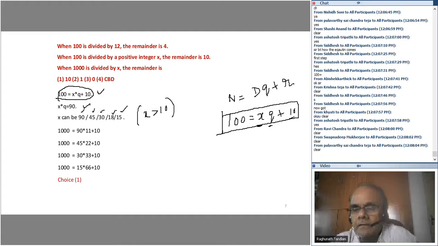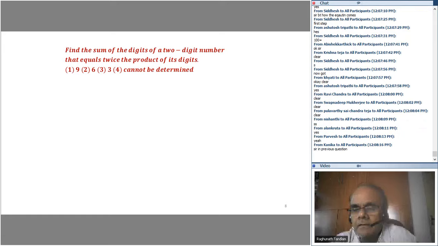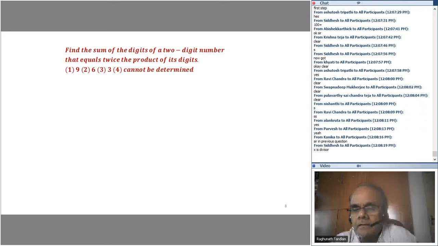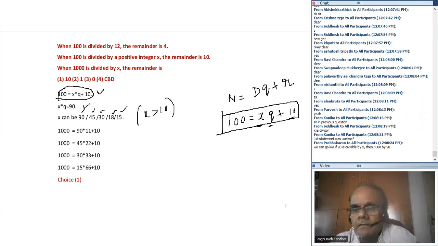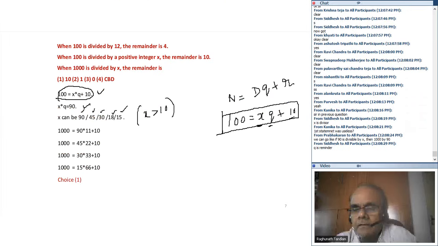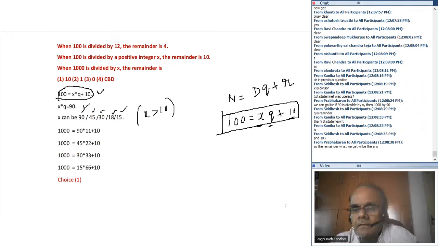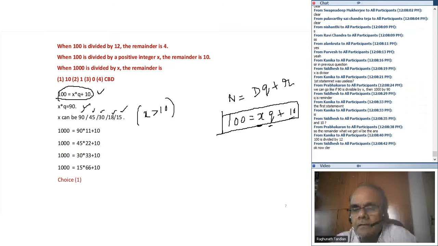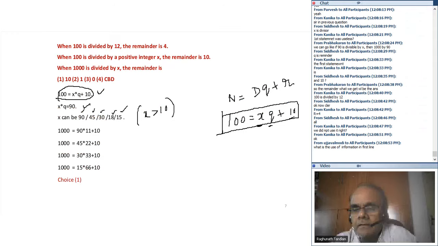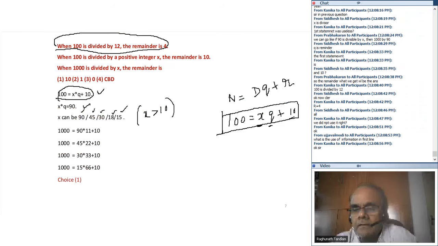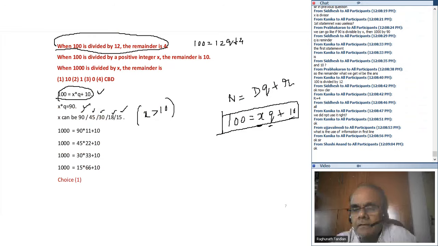Do this. Yes, Kanika, what's your doubt? Q is a quotient here, 10 is a remainder. No, this is an explanation given to you. That is, 100 can be written like that. You can write 100 as x cube plus 10. Are you clear?